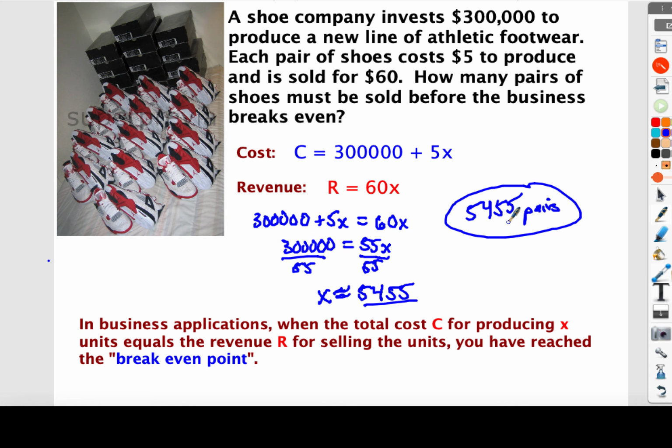So there we go. Again, there's just two good examples of applications of both solving by graphing and substitution.